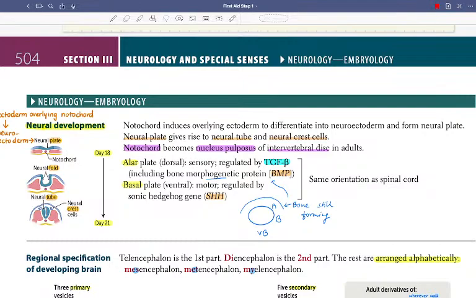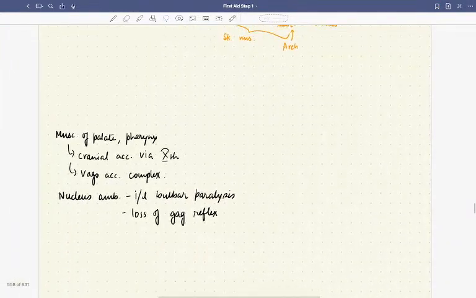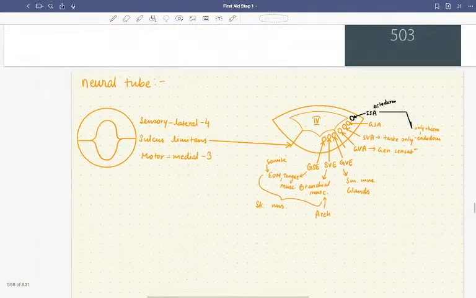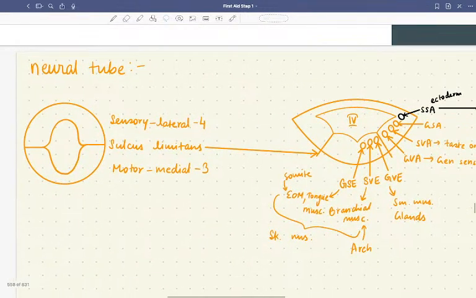Next, alar plate and basal plate. Which one was the alar plate? Which one was the basal plate? That is important. This is from MKT, since you can see it is in orange. In the neural tube, dorsally you have sensory, lateral. There are 4 nuclei over there. That is the alar plate, and this side is the motor, medial, 3.